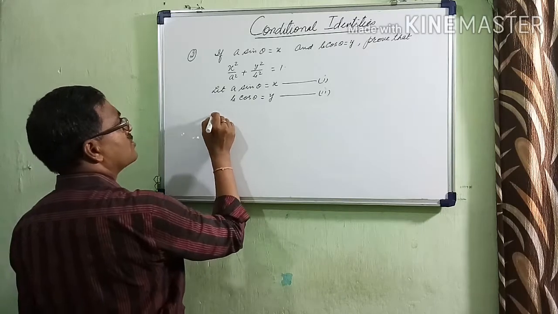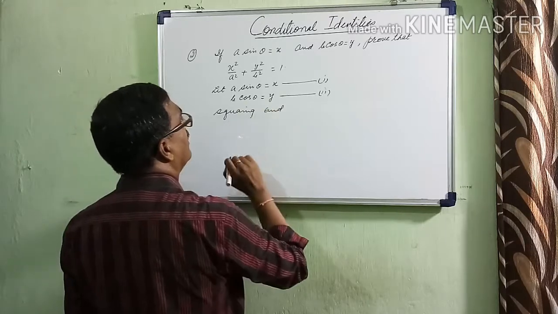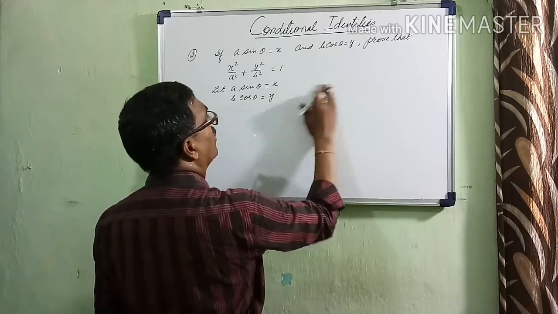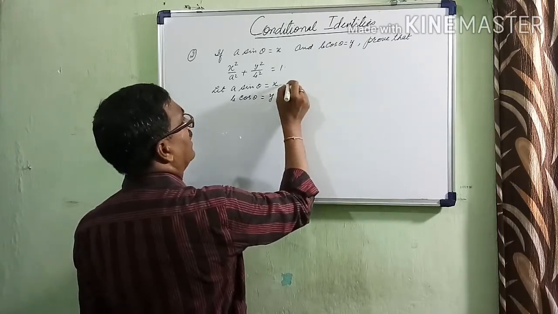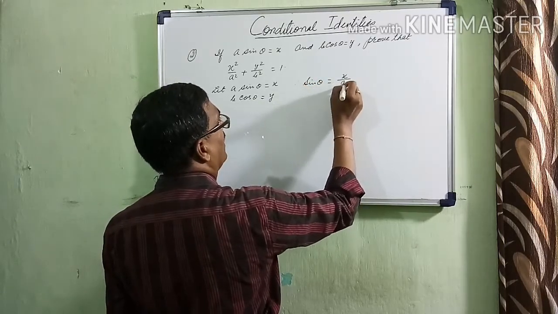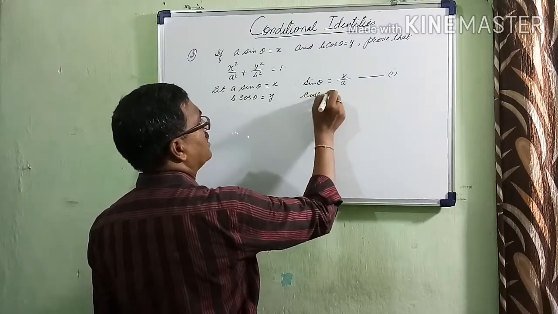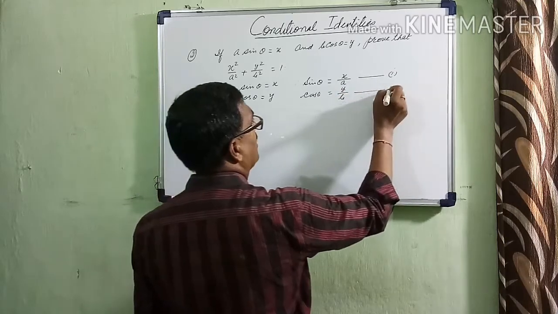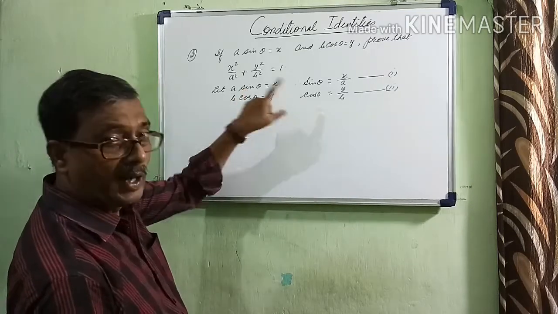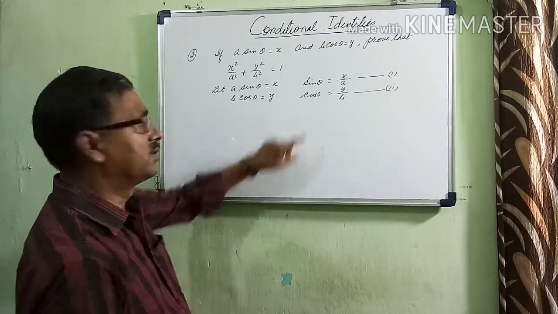Now, squaring and adding, or rather, here one more thing you can do. From here, sine theta is equal to how much? x by a. This is equation number 1. And cos theta is equal to how much? y by b. This is equation number 2. From here you can find out the value of sine theta and cos theta. And now we will try to do some mathematical operation.